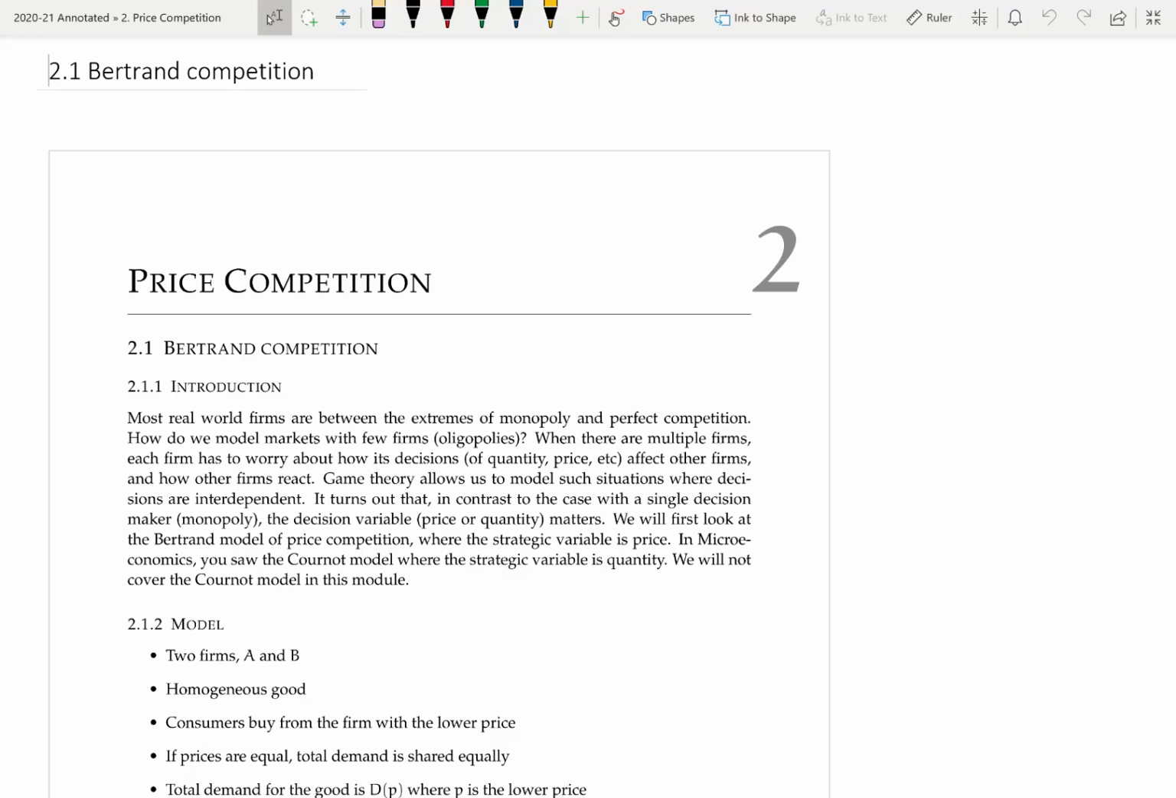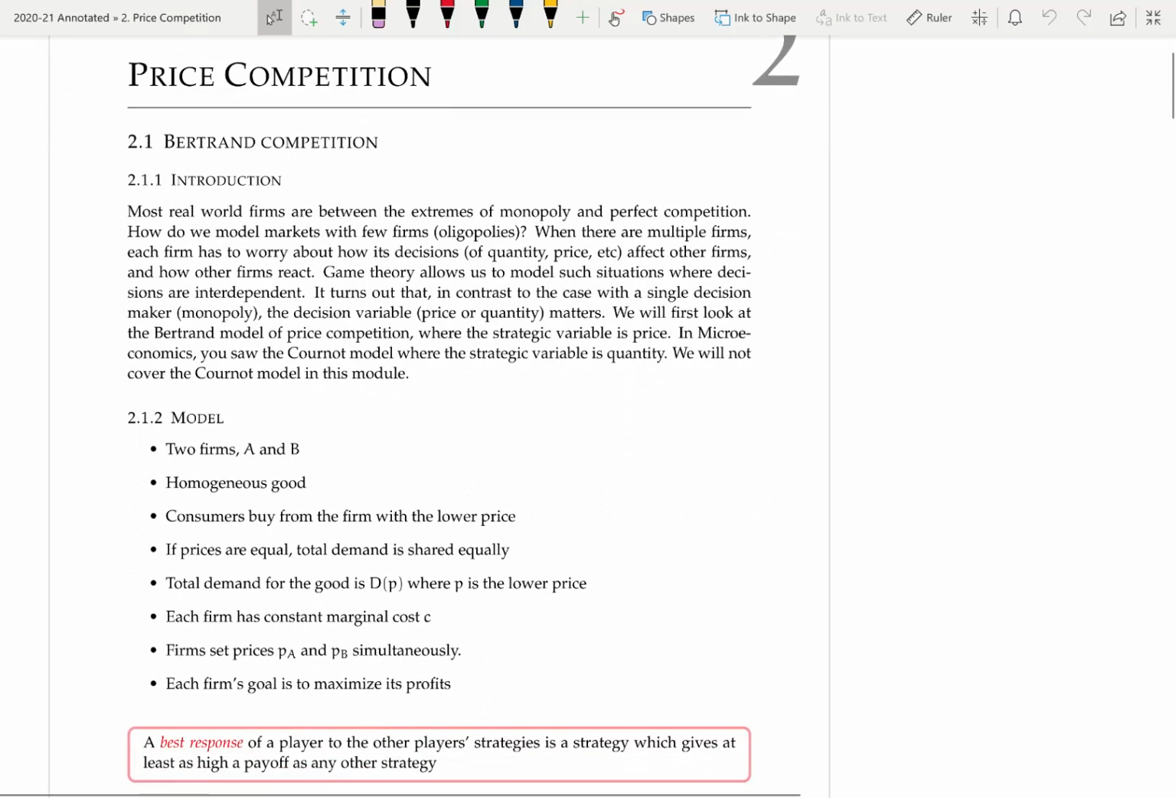Now we're going to be looking at cases where we have more than one firm, and when there are multiple firms, we need to worry about whether the firms are choosing price or quantity. So in the Bertrand model, we assume they choose price. There is also something called the Cournot model where they choose quantity. So in order to model a situation with a few firms, we need to use game theory because the choices of the firms are interdependent. What that means is that each firm's best choice of price depends on the other firm's choice of price.